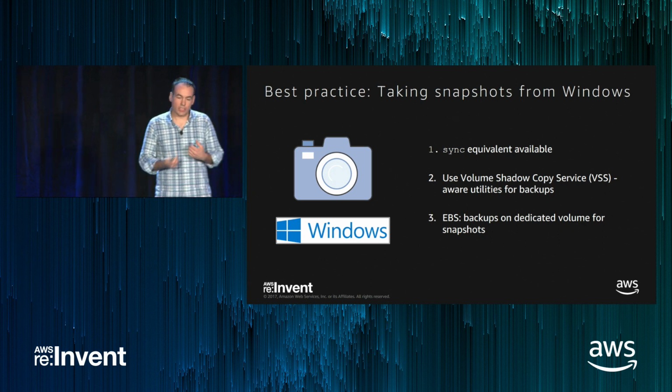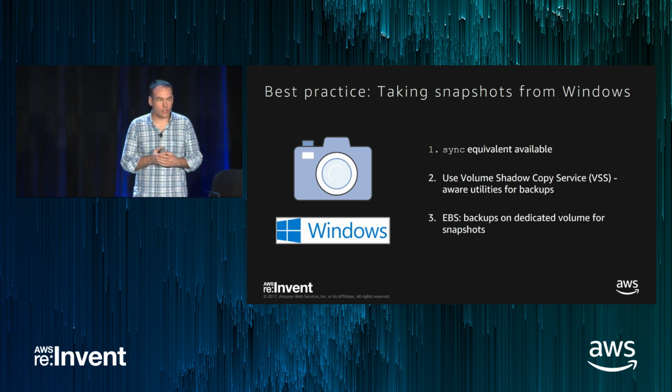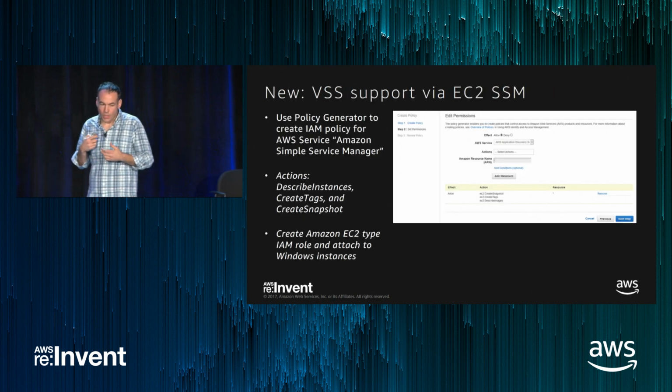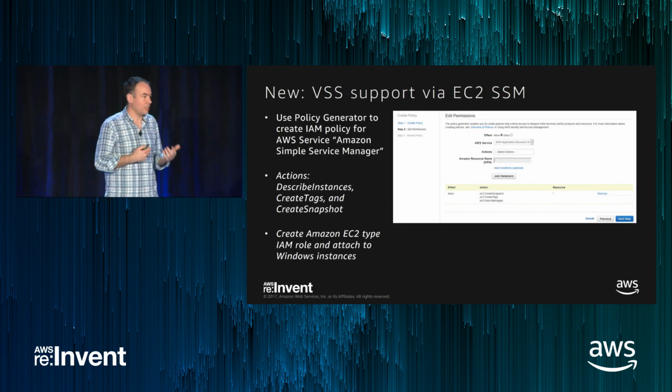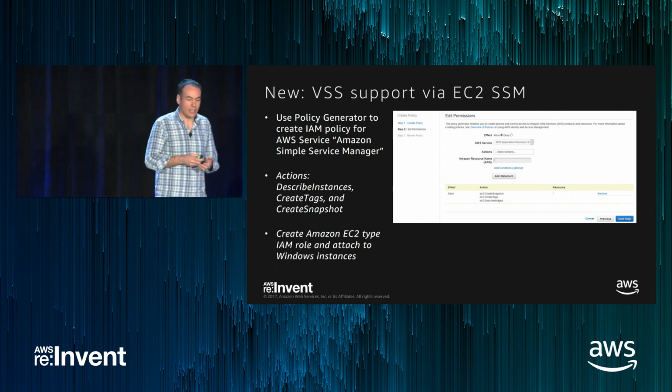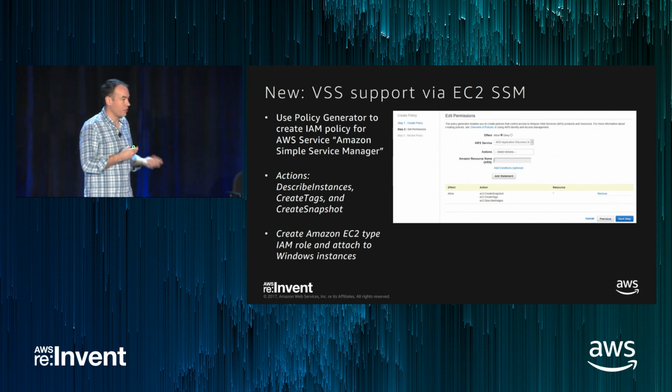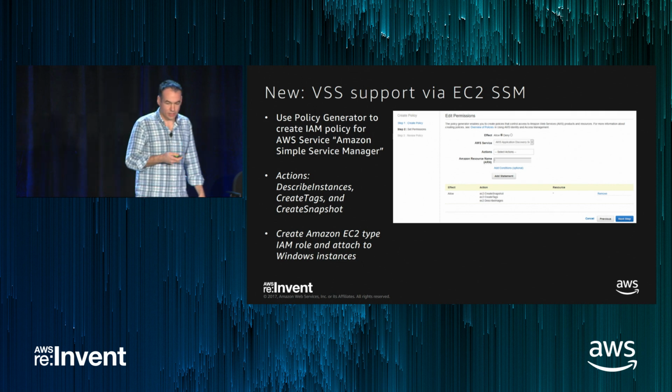So there's equivalent utilities for Windows as well. Windows also has the ability to use VSS to take application consistent snapshots, and there's some integrations with that. Recently, we integrated EC2 SSM, Simple Systems Manager, and VSS in your instances. And so if you're already using SSM, you just need to make sure that you have the new actions in your policy, or you can create a new IAM policy, attach it to your instance.